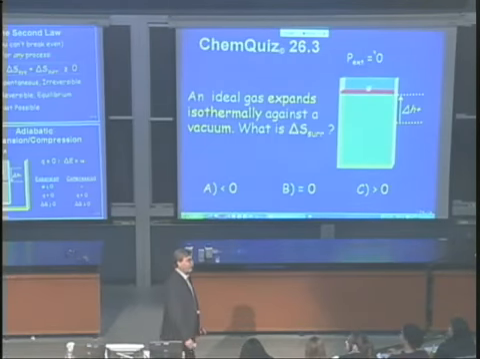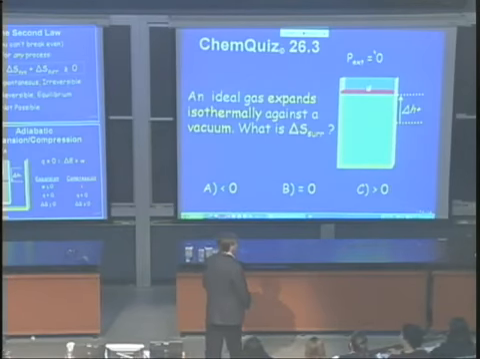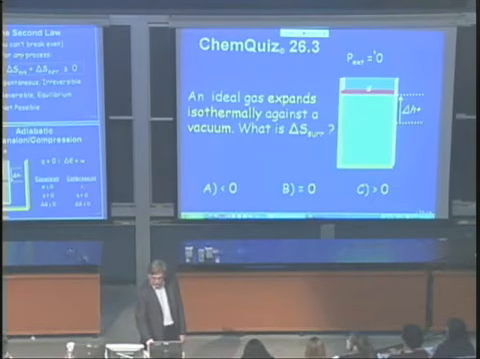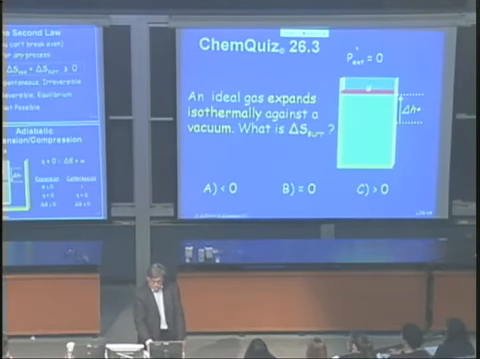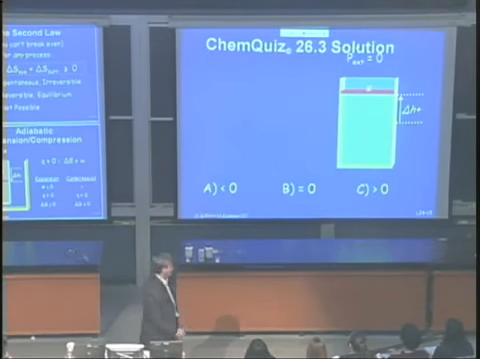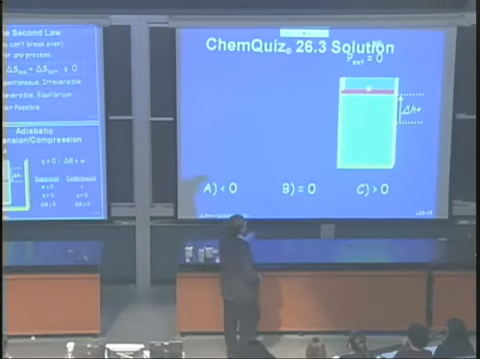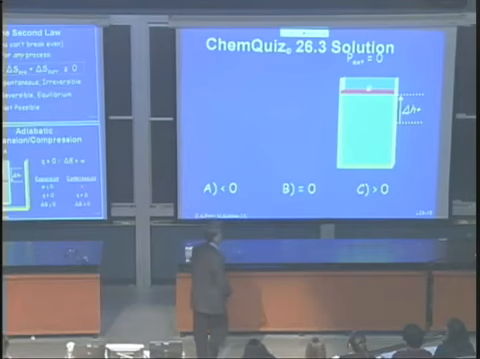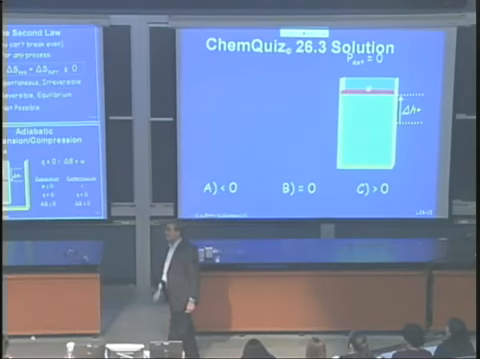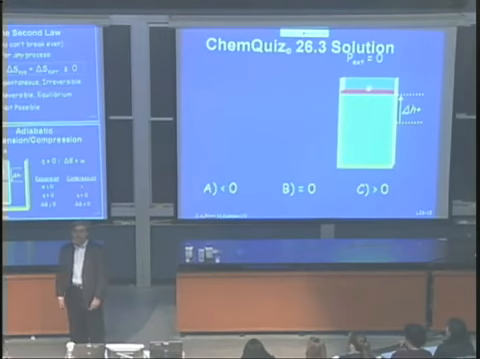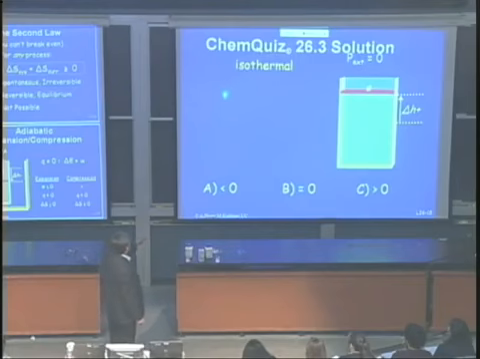Don't get fooled. Just look at your system first. Does anything happen to your system? No, exactly. So you have an isothermal expansion against the vacuum. So the external pressure is 0, okay? So you expand against the vacuum. Do you do any work? No. Does the energy change? No. So isothermal means delta E is 0.